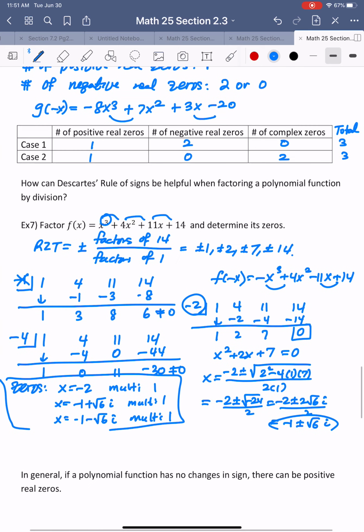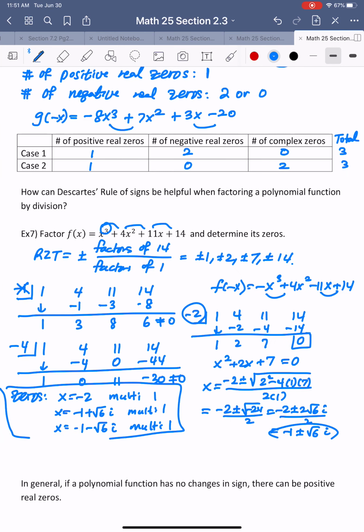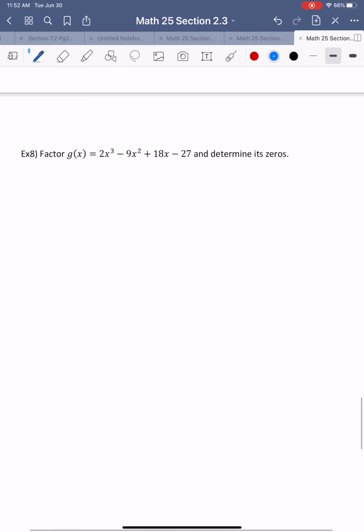Alright? So in general, if the polynomial function has no change in the sign, there can be no positive real zero, okay? So no positive real zero. But you might get negative zeros, okay? So we have to kind of change it here. There'll be no positive real zero, okay? Alright, so let's look at the next page.